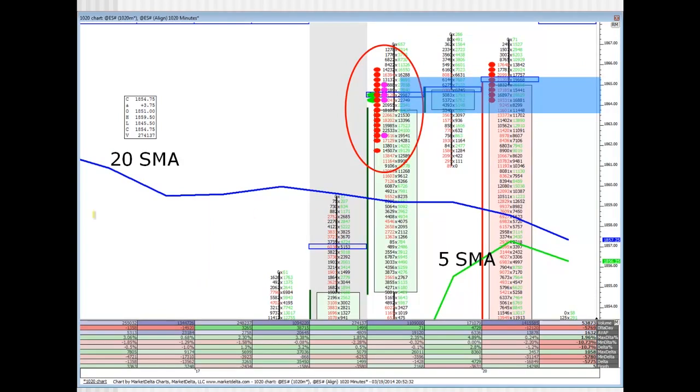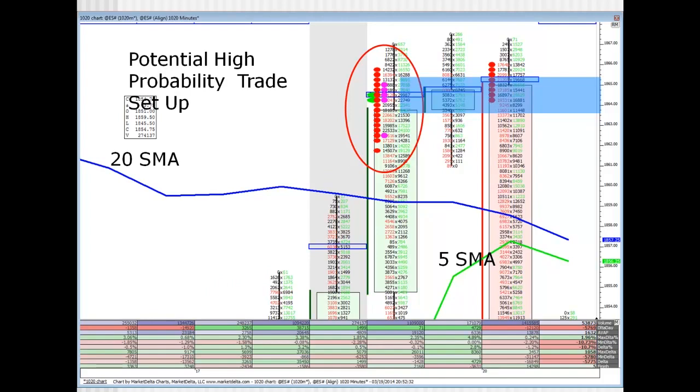So now I have borrowed information from my profile chart, and I have placed this information, the settlement period, on my 1020 chart. And this will now help me to begin looking at my trade setup.